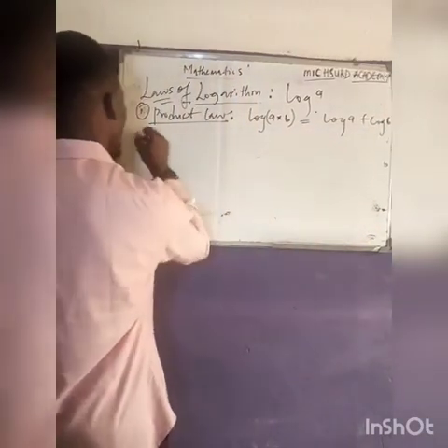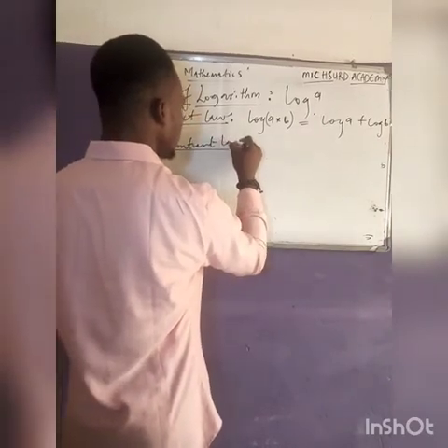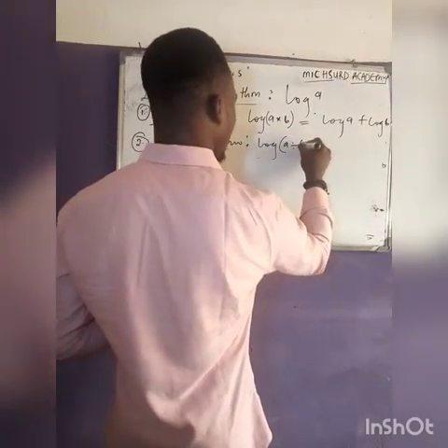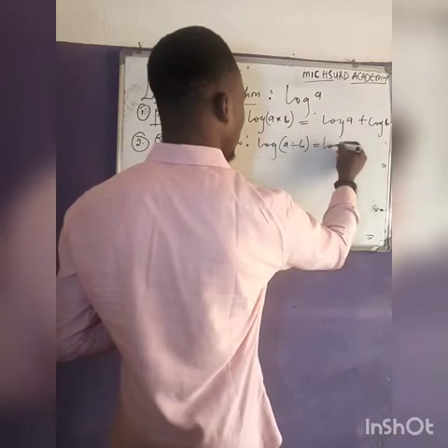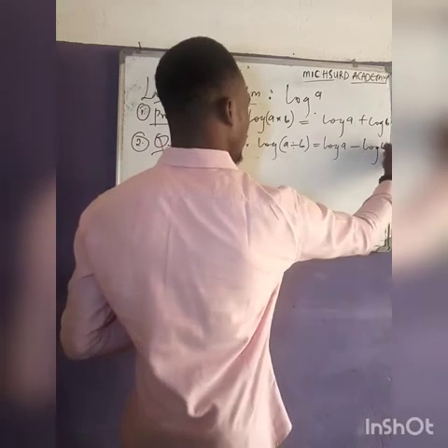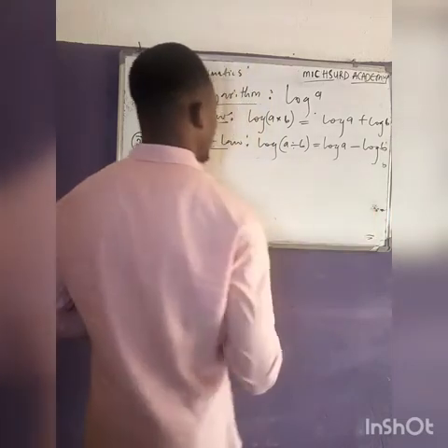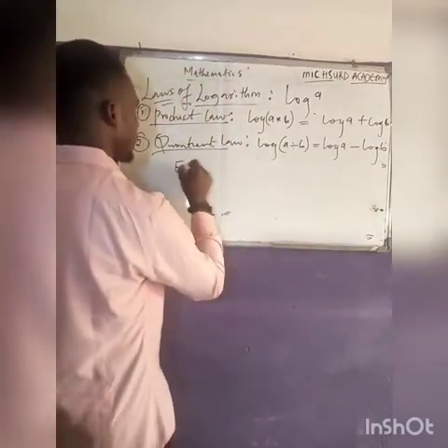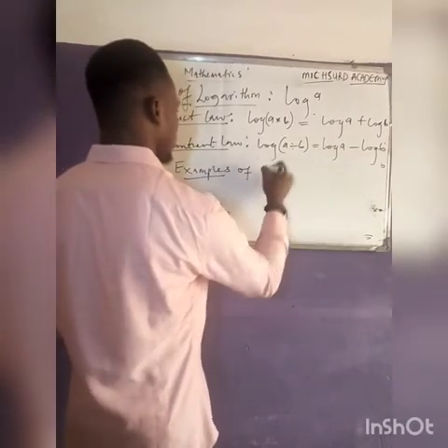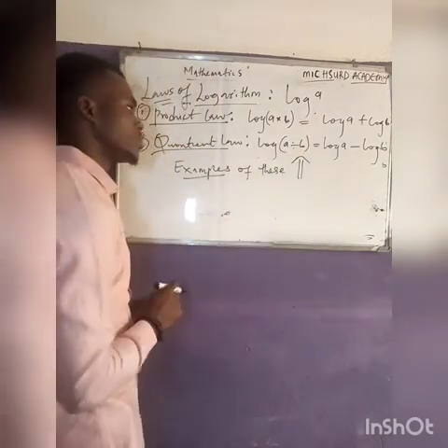Now the next law is the quotient law. I have log a divided by b is going to give me log a minus log b, because this time I'm dividing, so it's log a minus log b. So let me give you some examples of these two laws I mentioned.